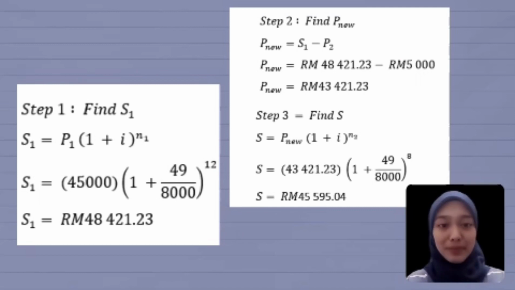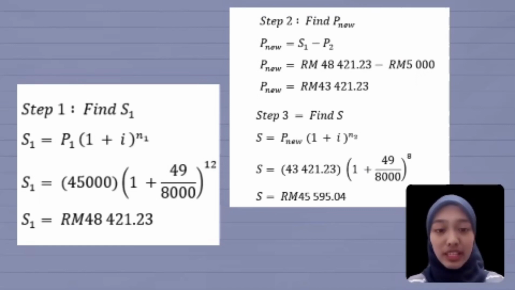Step 2 is to find P new. P new equals S1 minus P2. P new equals 48,421 ringgit 23 cents minus 5,000 ringgit. And the answer is 43,421 ringgit 23 cents. And the last step is to find S. S equals P new multiplied with 1 plus i, to the power of n2. S equals 43,421 ringgit 23 cents multiplied with 1 plus 49 over 8,000, to the power of 8. And the answer is 45,595 ringgit 4 cents.